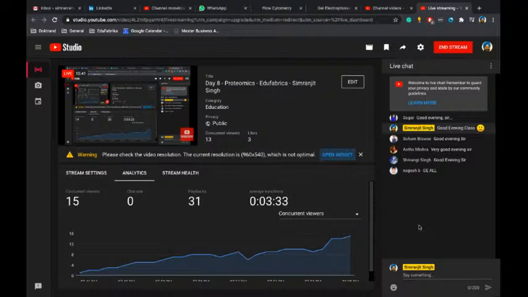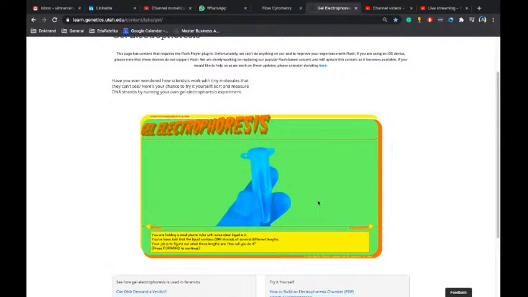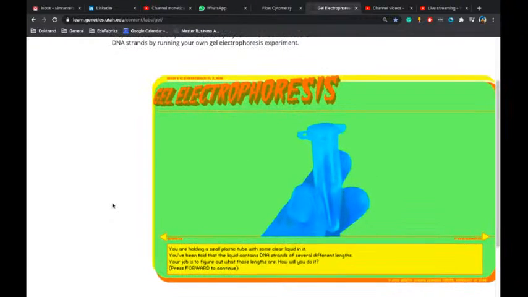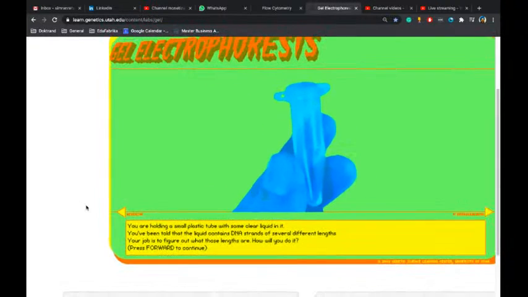Because we were doing blotting techniques yesterday. Within the blotting techniques, I forgot to make you do gel electrophoresis. So today we will be dealing with the virtual lab of gel electrophoresis.